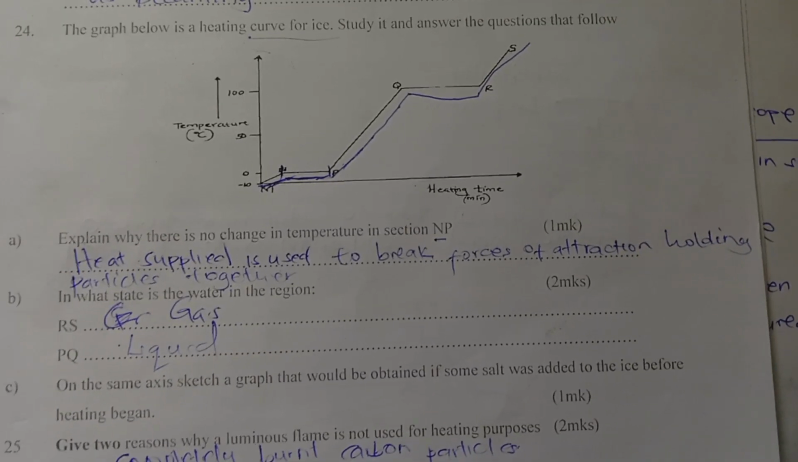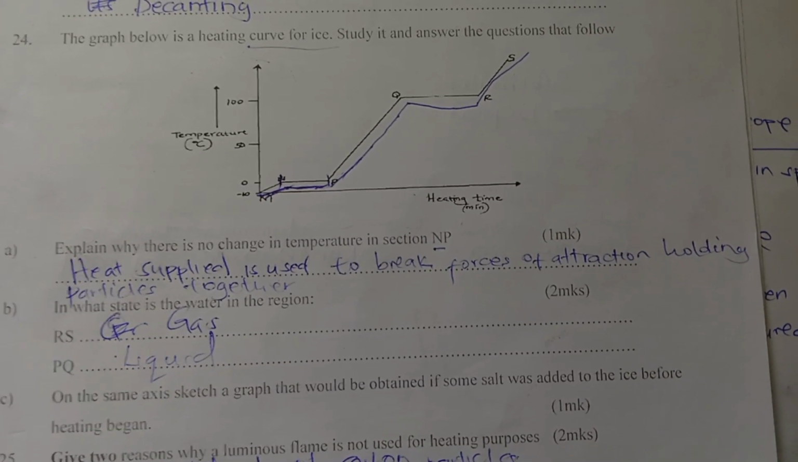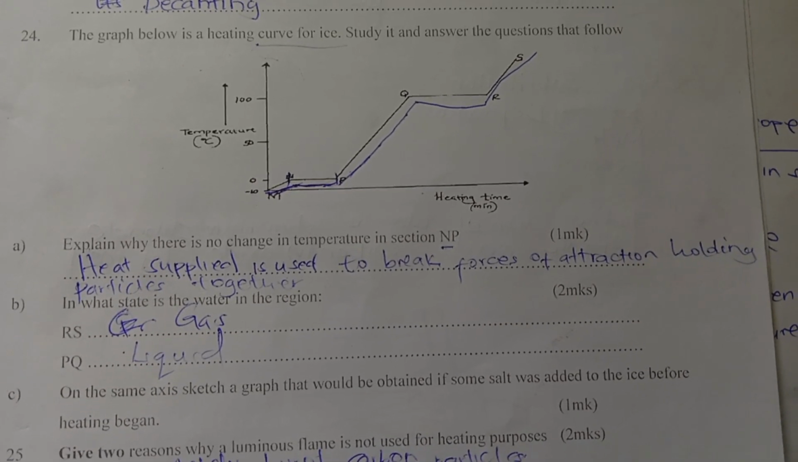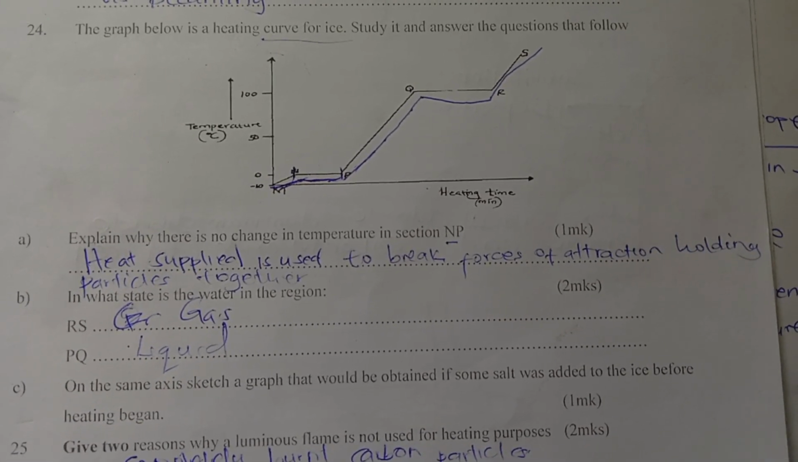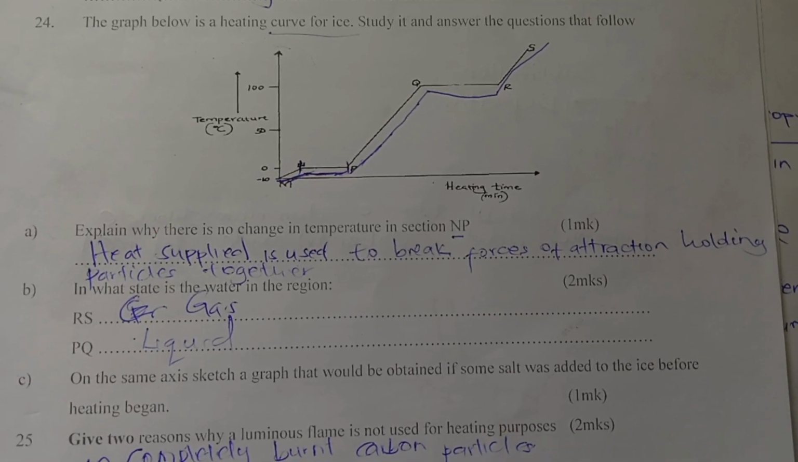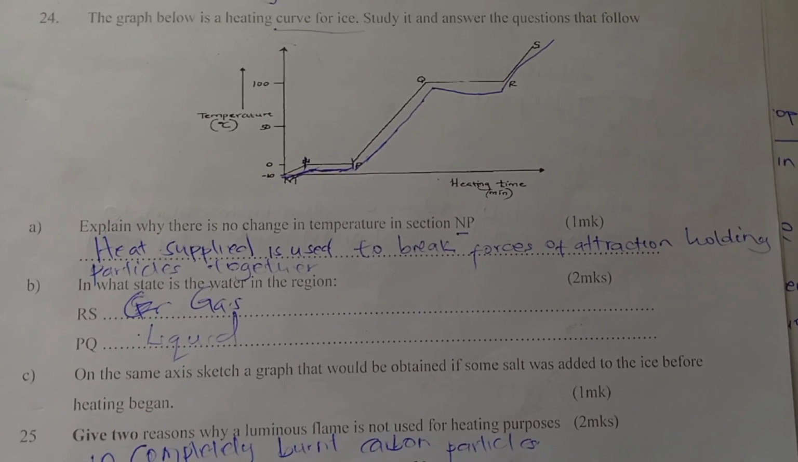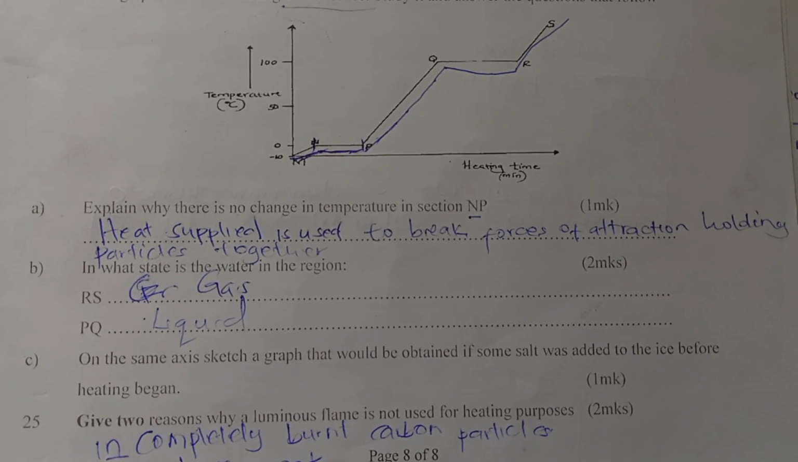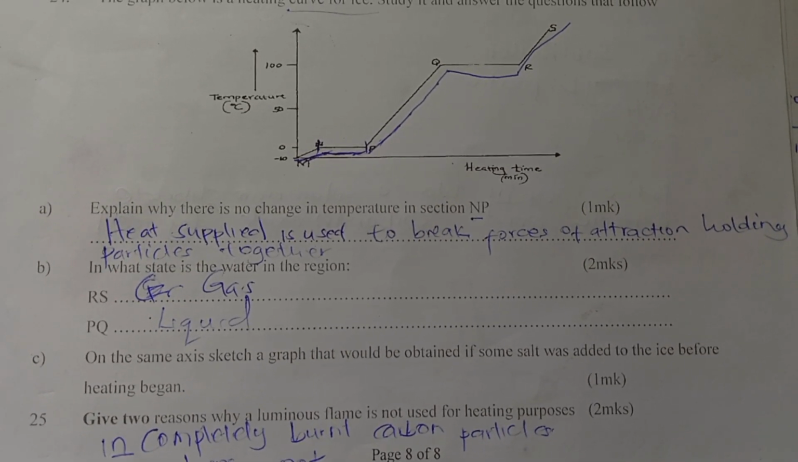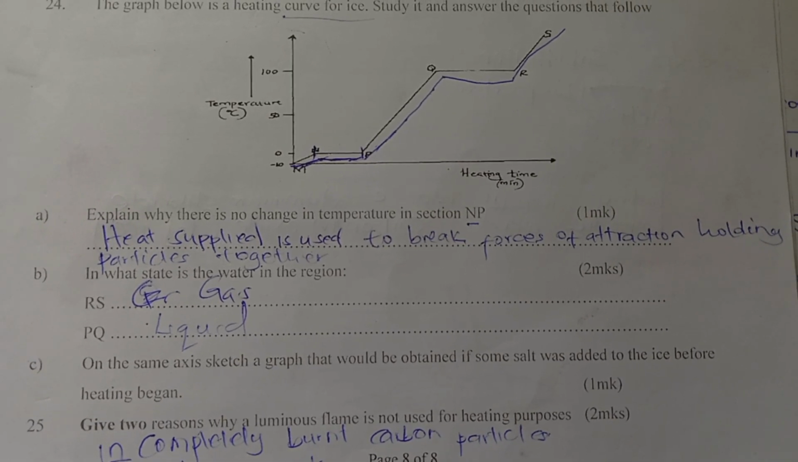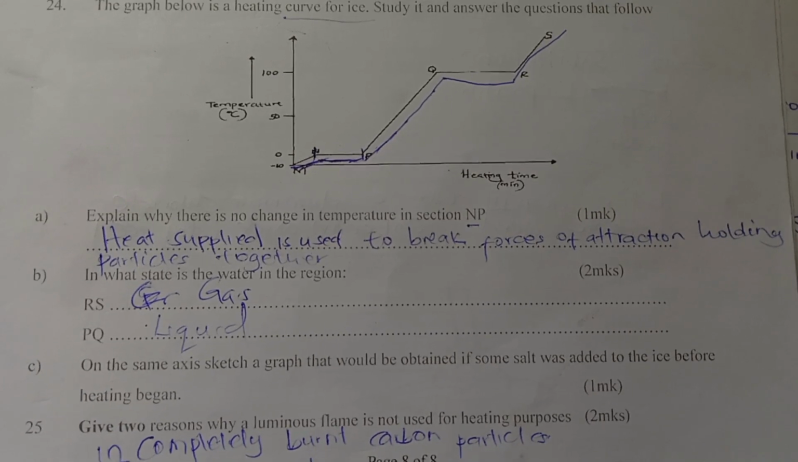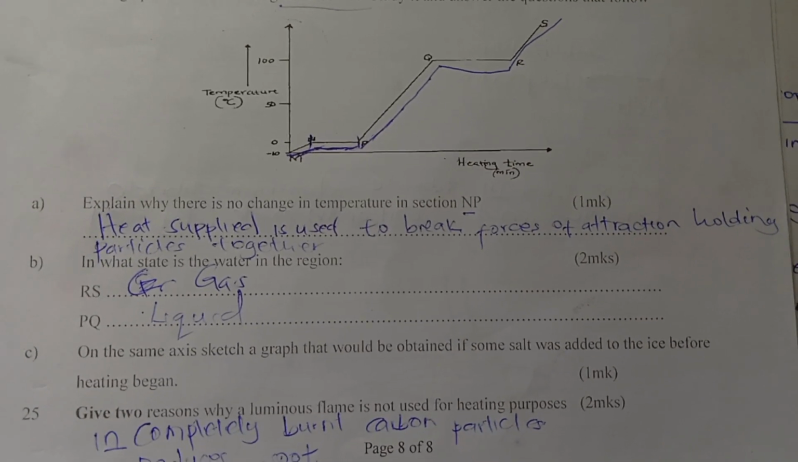The graph below is a heating curve of ice. Answer the questions that follow. Explain why there is no change in temperature. That is because the heat supplied is used to break the forces of attraction holding the particles together. In which state is water in region RS? It's in gas state. That's the upper region there. PQ, it's in liquid state.